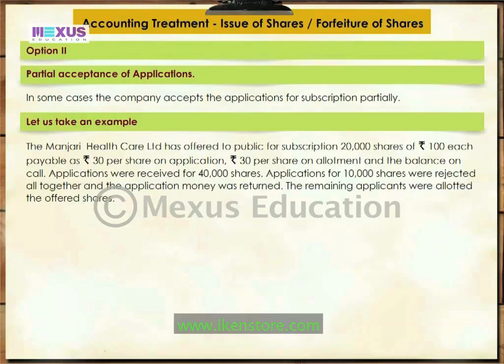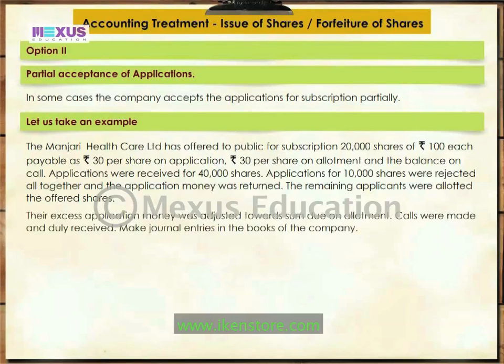Applications were received for 40,000 shares. Applications for 10,000 shares were rejected altogether and the application money was returned. The remaining applicants were allotted the offered shares. Their excess application money was adjusted towards sum due on allotment. Calls were made and duly received. Make journal entries in the books of the company.